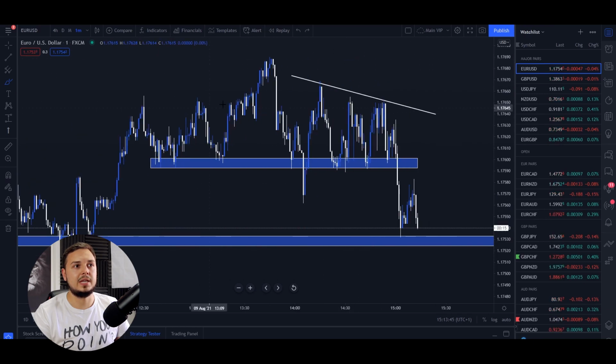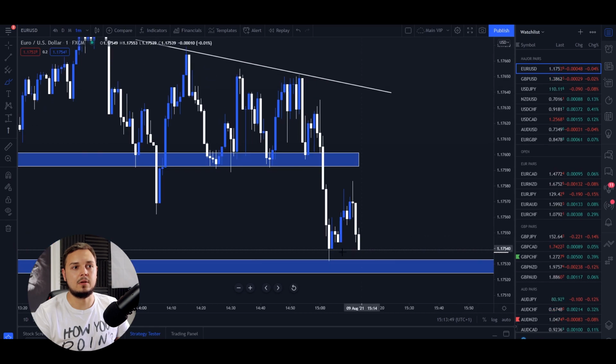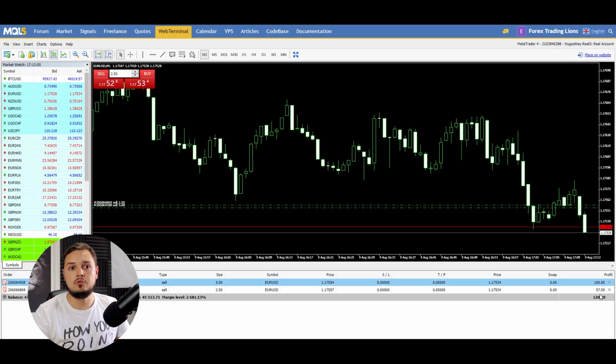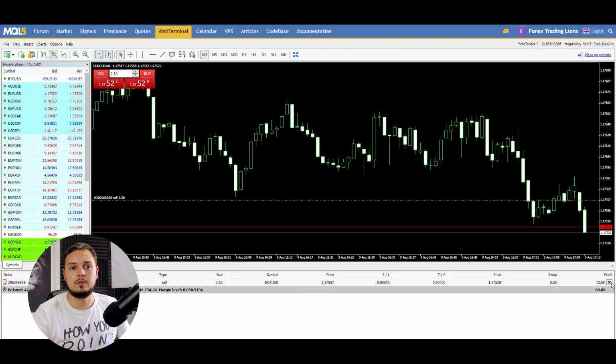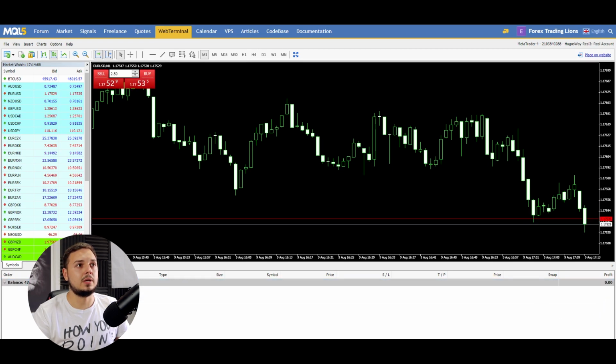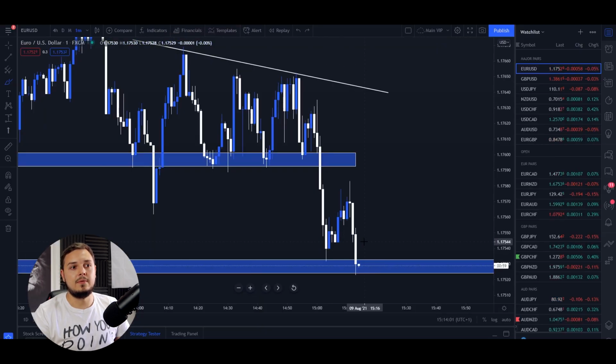Little pullback over here, head and shoulders pattern on the 1 minute time frame, again went towards the downside. Very likely gonna retest the zone. This is happening, and there we go, 157. We can close off this trade, and there we go, we can close off this trade as well very nicely.